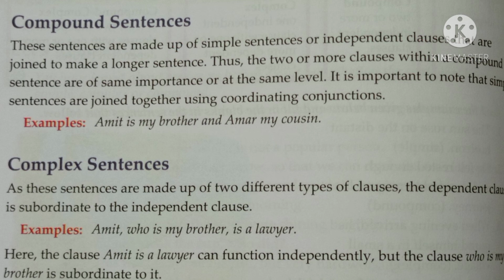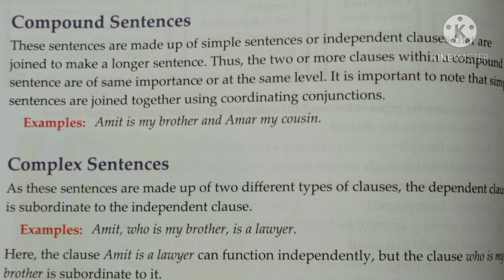These sentences are made up of simple sentences or independent clauses that are joined to make a longer sentence. Thus, the two or more clauses within a compound sentence are of the same importance, at the same level. It is important to note that simple sentences are joined together using coordinating conjunctions. For example, "Amit is my brother and Amar is my cousin." Okay, so there are two sentences that are being joined with the help of the conjunction "and."